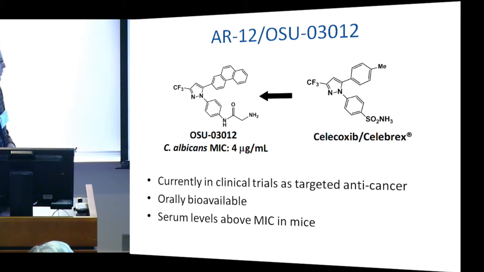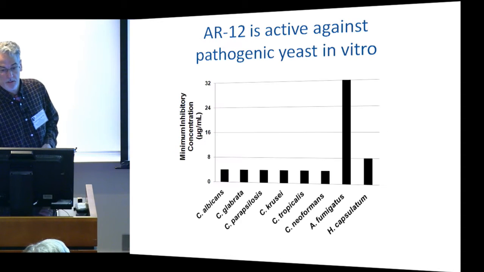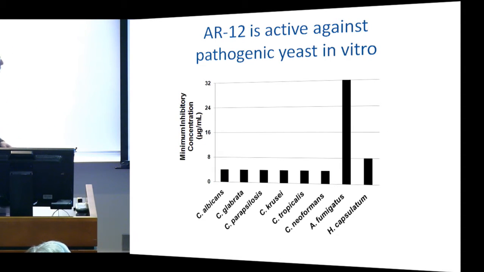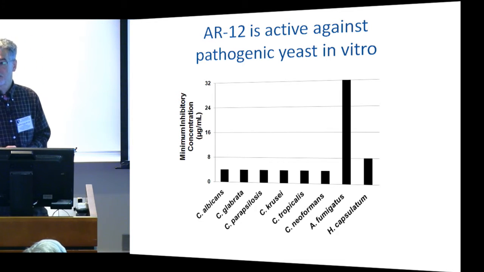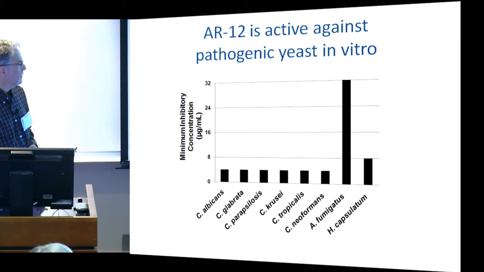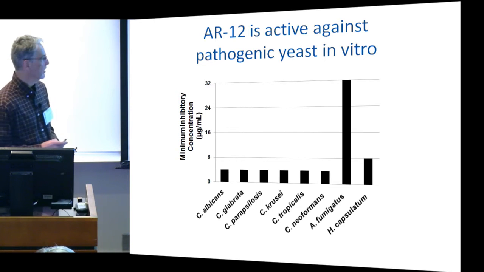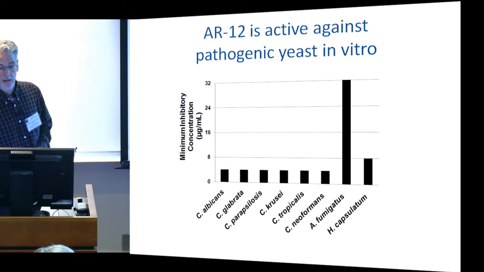It's orally bioavailable, and the serum levels were above MIC in mice, so we were interested in this. We looked at the spectrum of its activity, basically a 4 microgram per mL MIC against all of the Candida strains that we tested. 4 micrograms per mL against Cryptococcus, not as active as against Aspergillus, and it has activity against Histoplasma, slightly worse than the other pathogenic yeast.